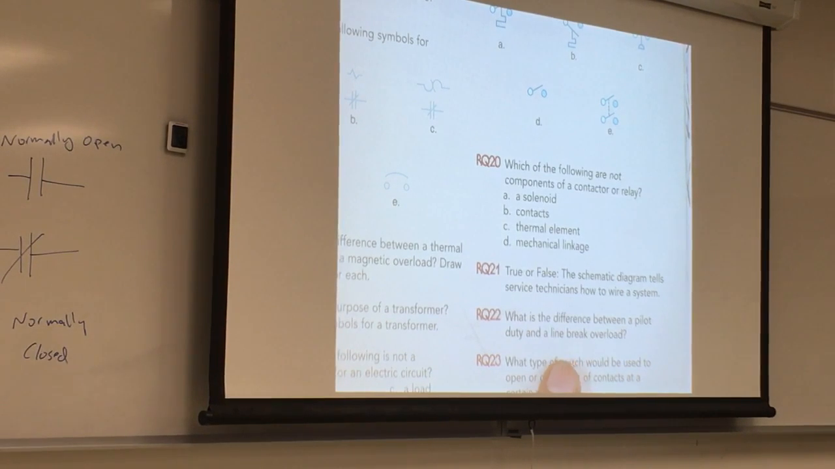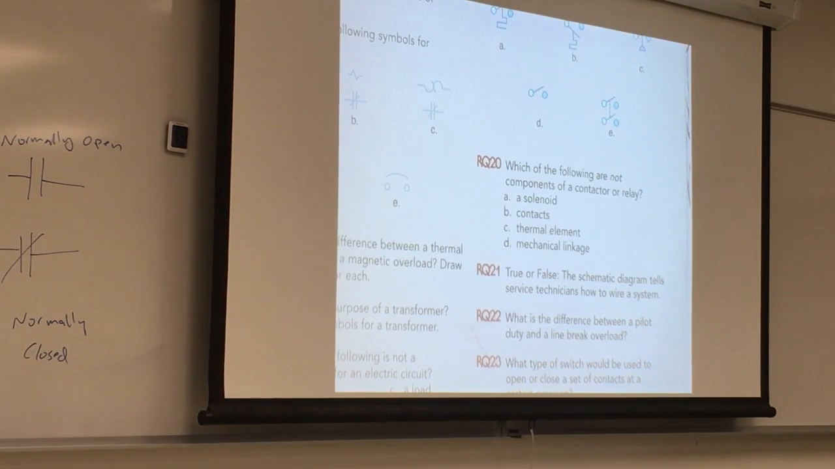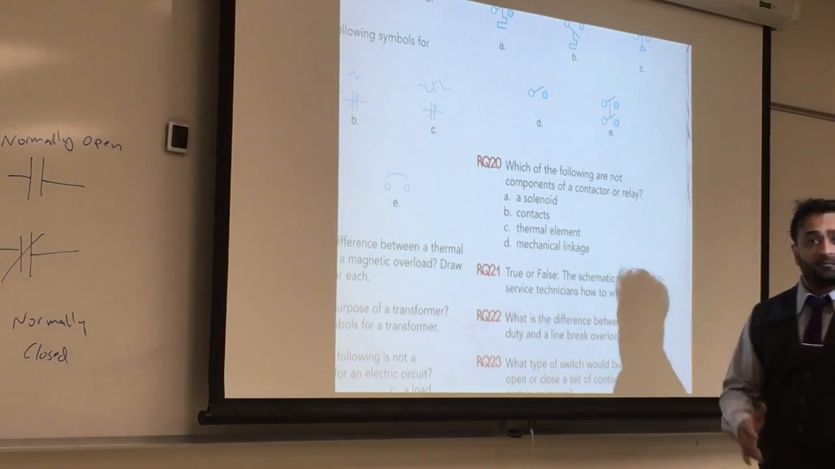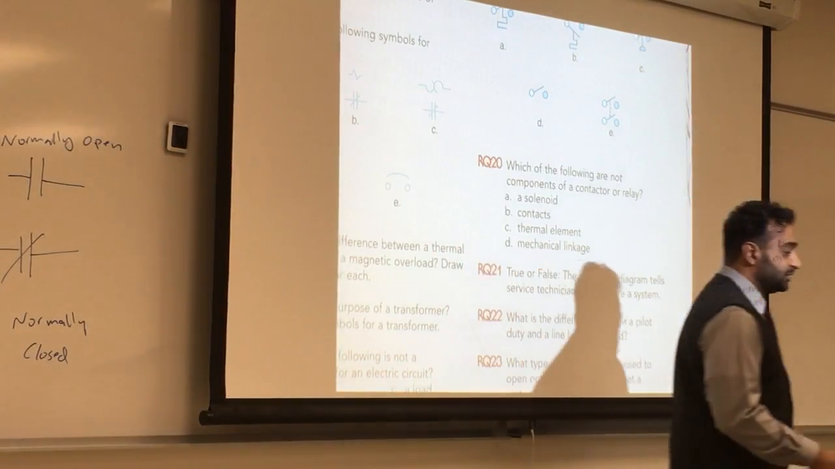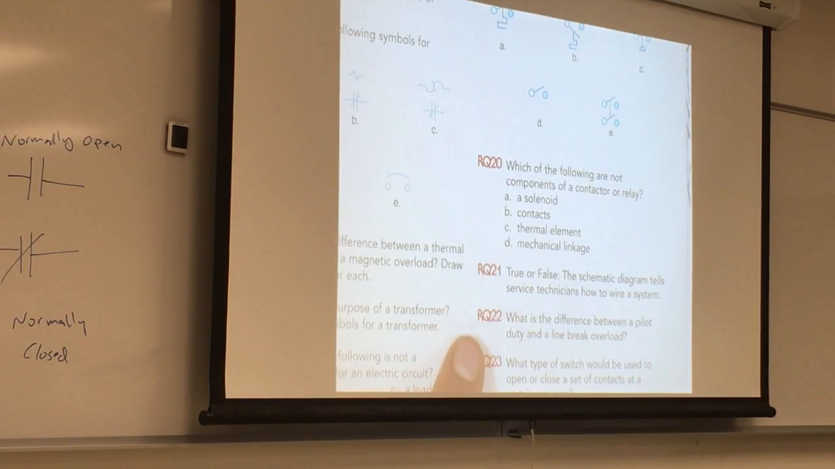What is the difference between a pilot duty and a line break overload? Pilot duty will stay on. The other one will break. The line break overload will shut off after the equipment is on. So one of them will be on all the time, one of them will cut off after the system is energized.